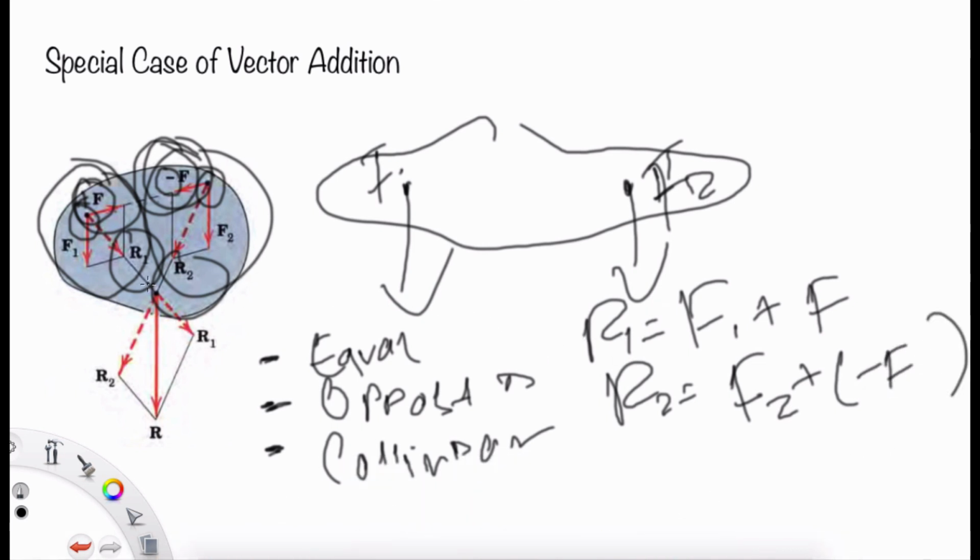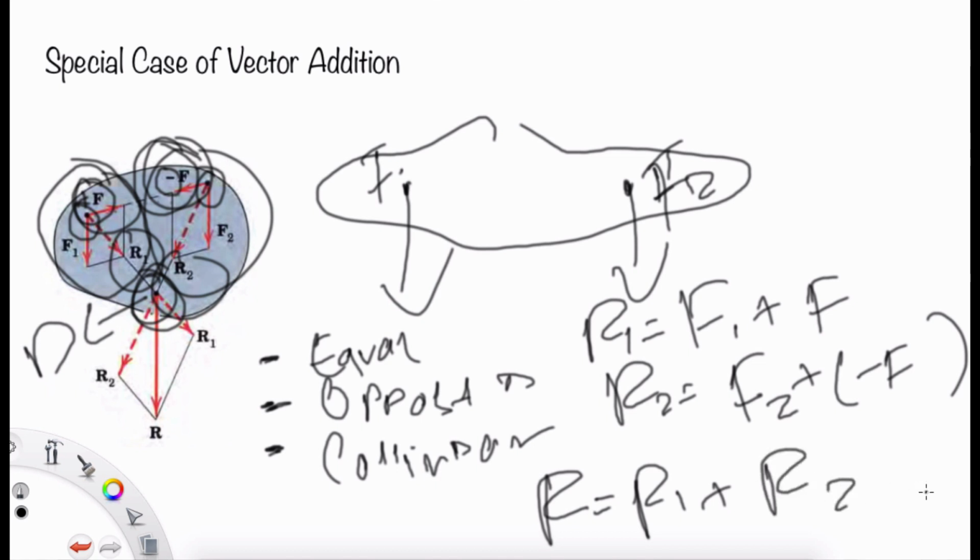After this, we take the lines of action of R1 and R2 and move them along their lines of action, and on the other side we get R. We get a new intersection here, let's call it intersection D. At intersection D, we find the new resultant of R1 and R2. So the resultant here is equal to R1 plus R2.